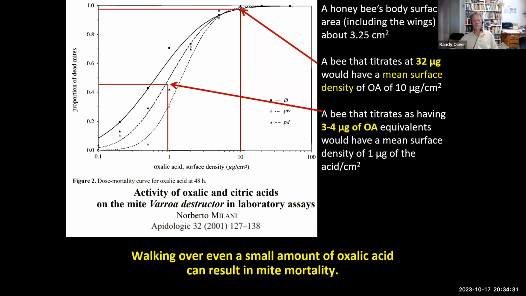I found a figure for the surface area of a honeybee so I could use my titration. That means that when I'm titrating at 32 micrograms, which we saw back there on the greenish test tubes, you would expect a mite that walked on that bee, if it walked all over the surface, to get exposed and die within 48 hours. But even at that really, really low 3 to 4 microgram dose, you still have a pretty good chance of them dying within 48 hours. So that's apparently how this works.